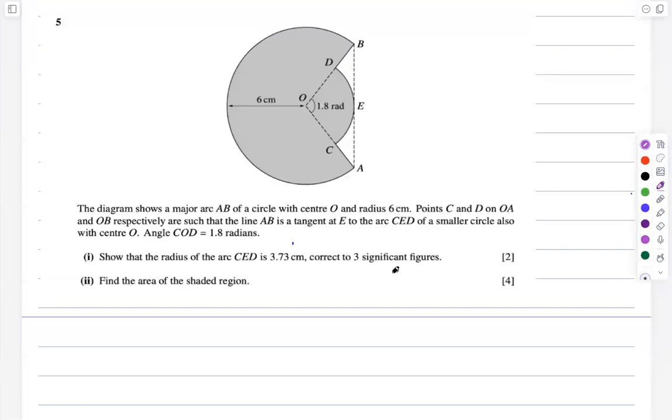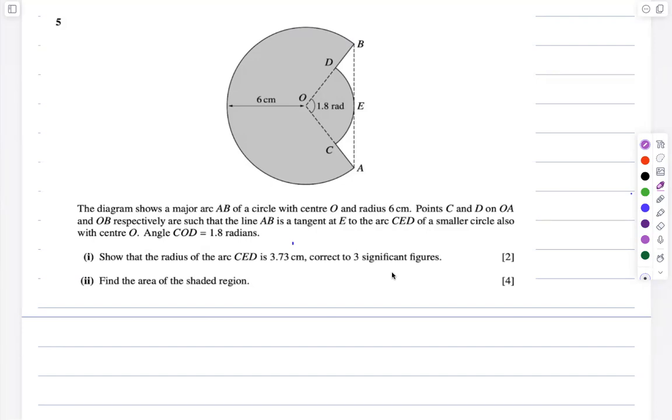In question 5, the diagram shows a major arc AB of a circle with center O and radius 6. Points C and D on OA and OB respectively are such that the line AB is a tangent at E to the arc CED of a smaller circle, also with center O. Angle COD is equal to 1.8 radians.